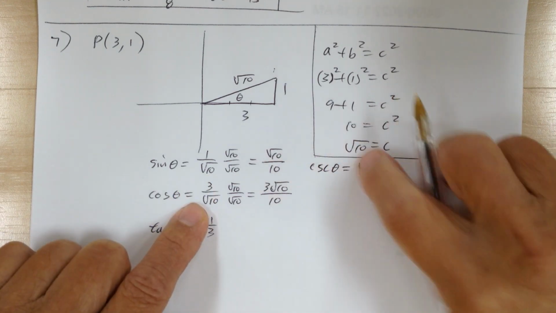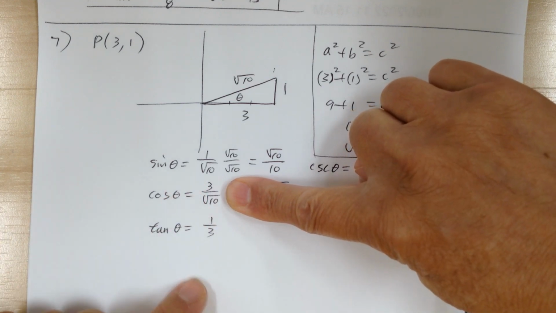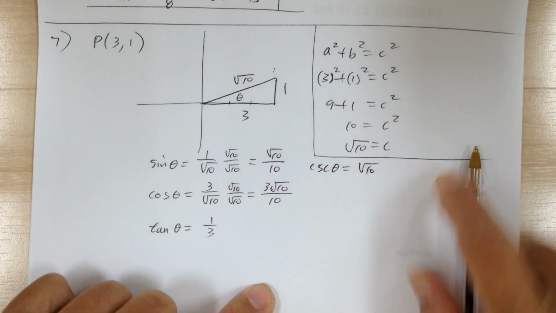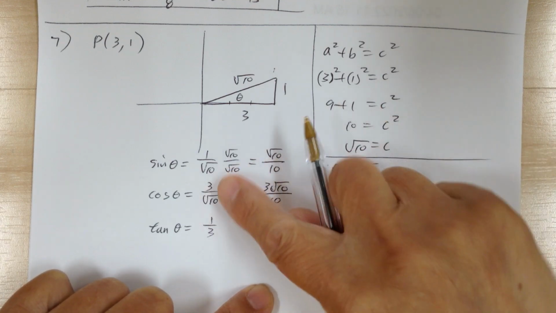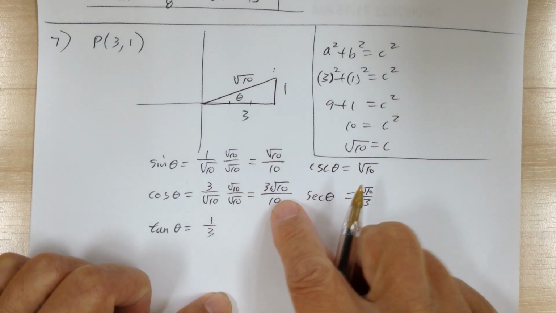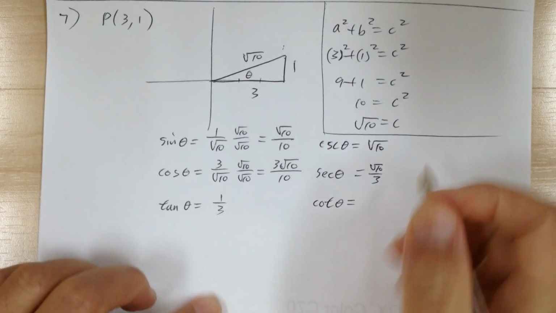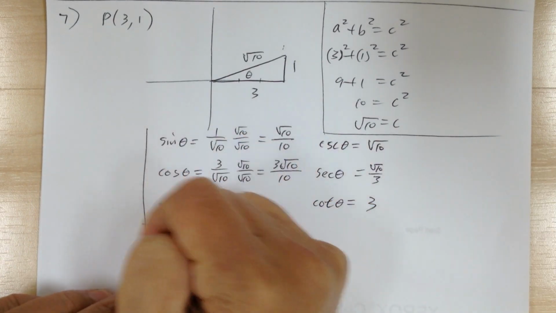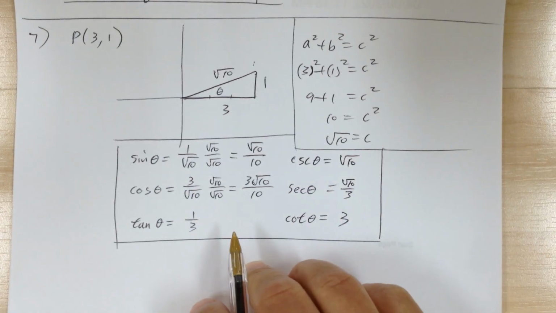And this one, again, don't flip this one over because this is your original, right? So flip this one over, then you get square root of 10 over 3. If you flip the other one over, you have to do more simplifying. Okay, cotangent would be just equal to 3. Okay, let's go to the next one.